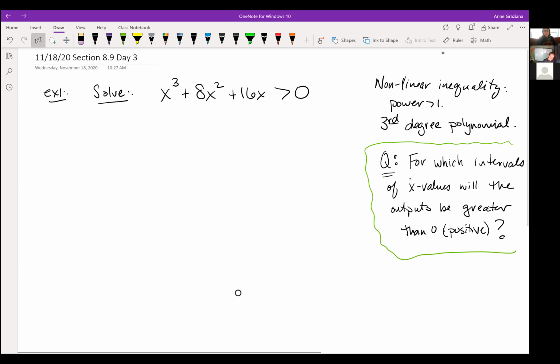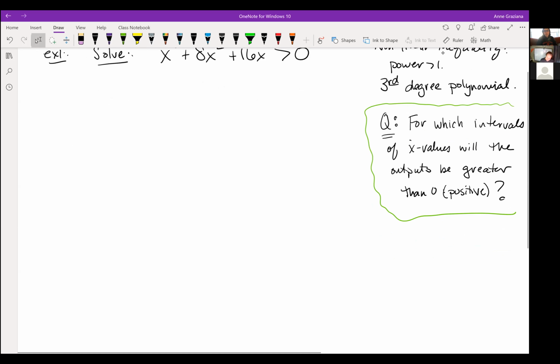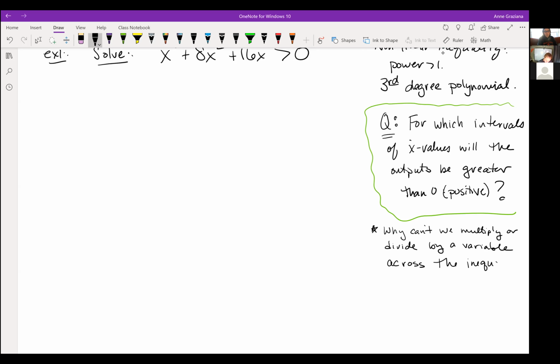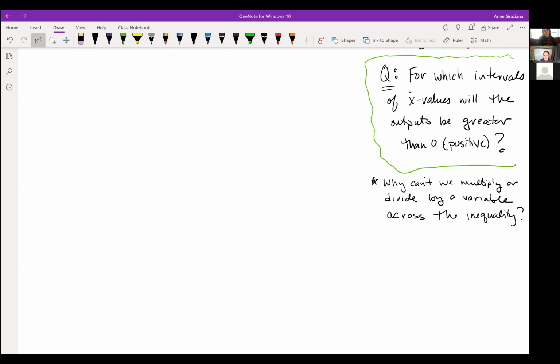I talked about it a little bit yesterday, but here's a question. Why can't we multiply or divide by a variable across the inequality? Because the variable can be either positive or negative.